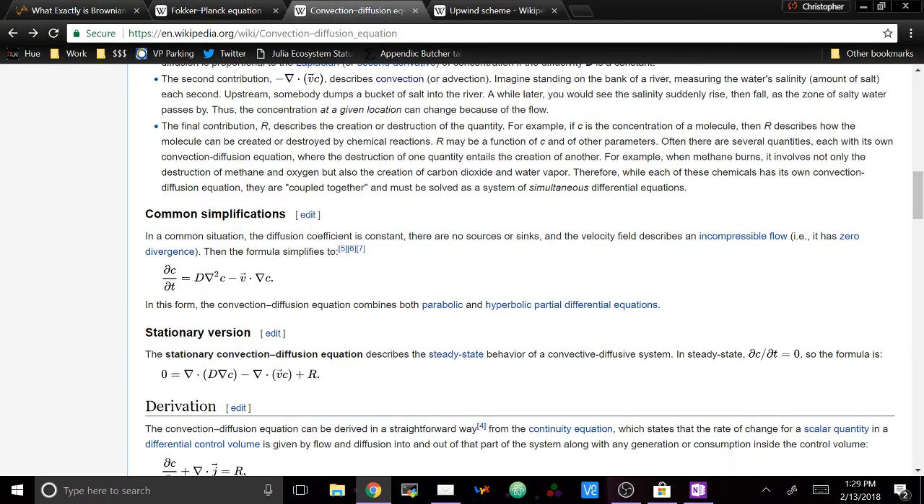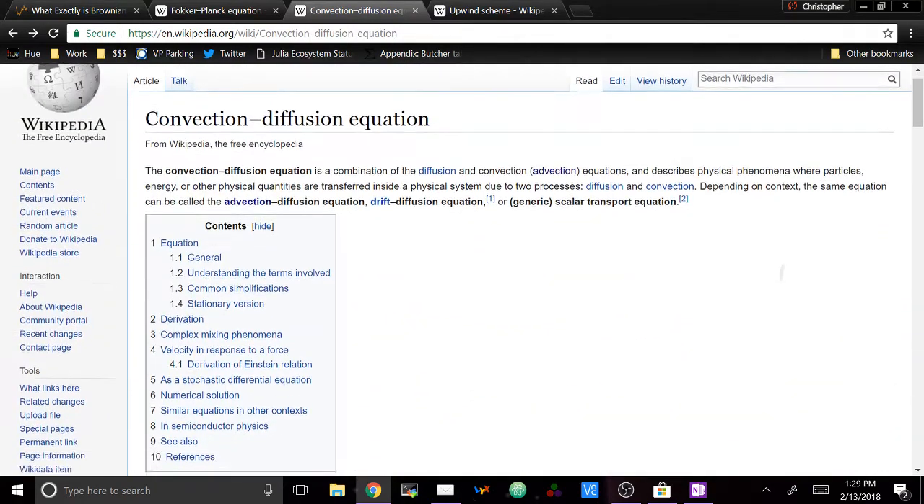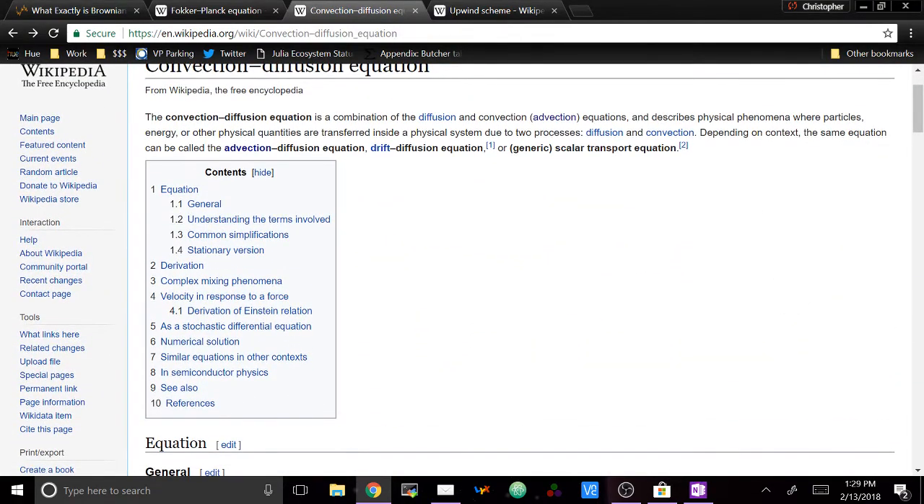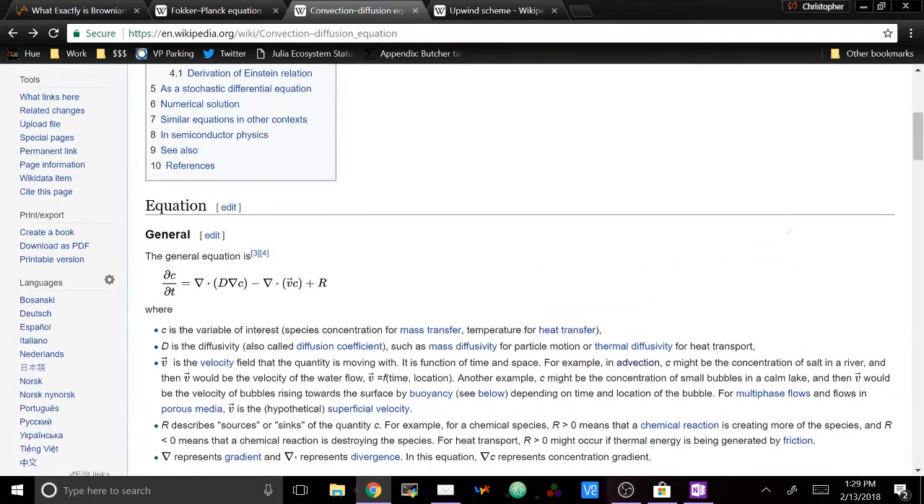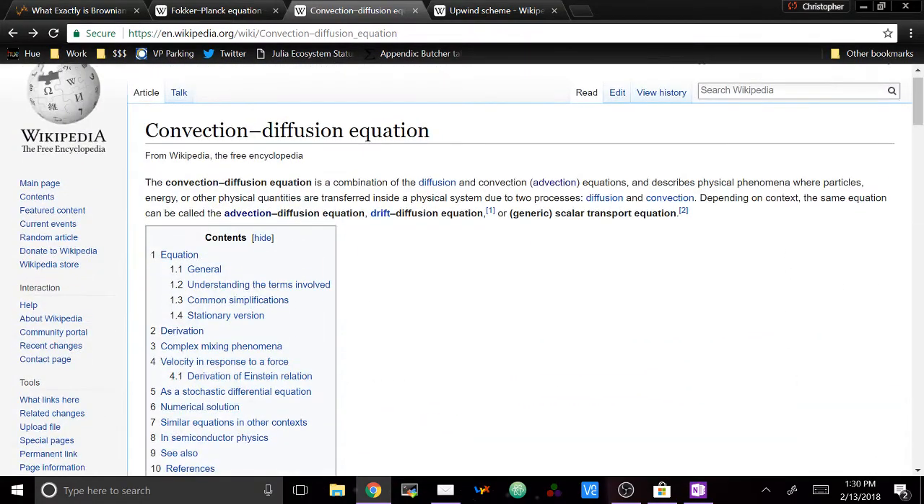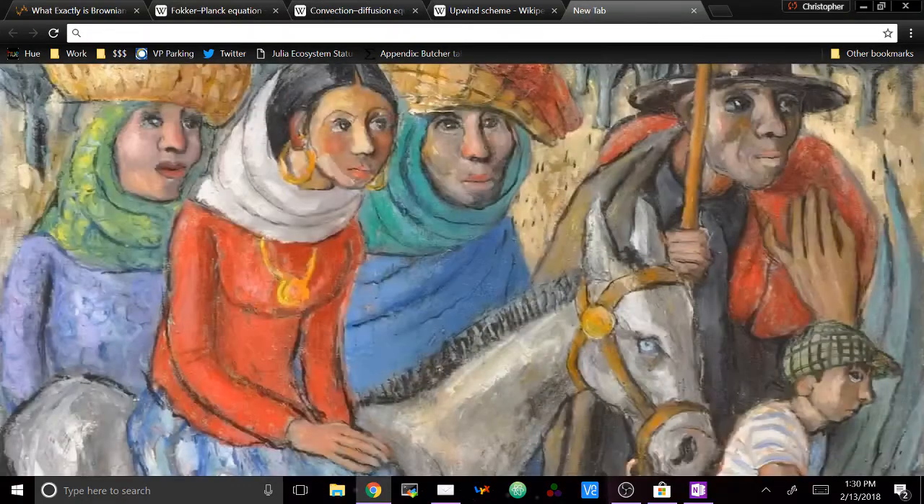And over. So the reason why it's called convection, advection, I don't know why it's two words, but yeah. The other term though, you'll notice, is from the diffusion equation.